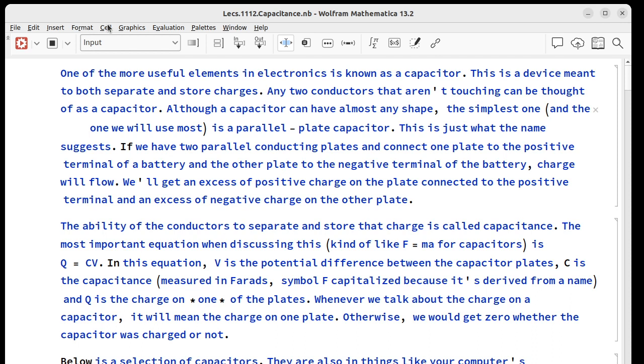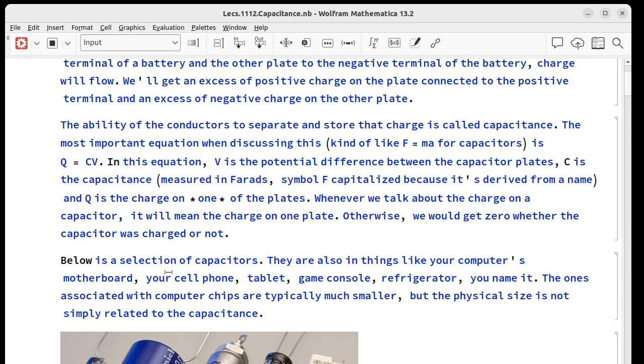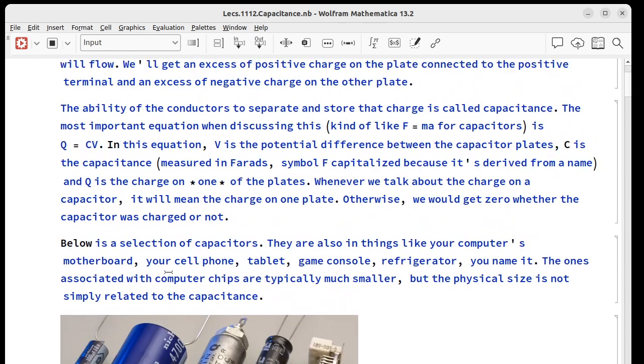And just like it sounds, we have two parallel plates near each other. We connect one plate to the positive side of a battery and one plate to the negative side of the battery, and charges will flow. We'll get extra positive charges on the positive plate, extra negative charges on the negative plate. This ability of these conductors to separate and store charge is called capacitance.